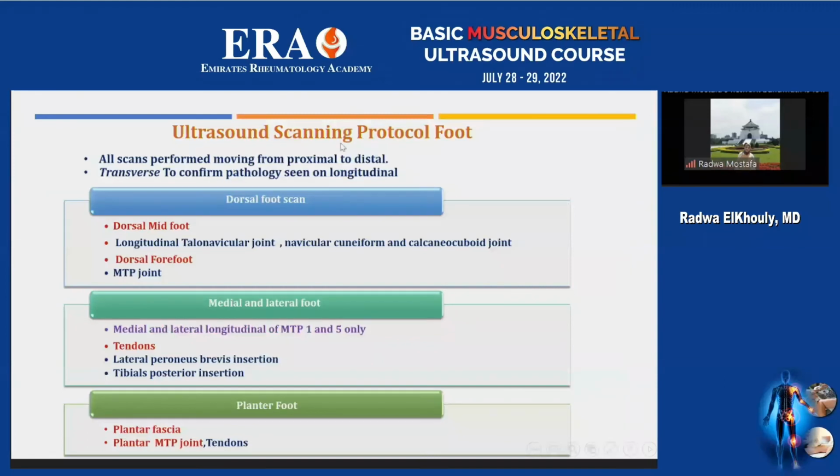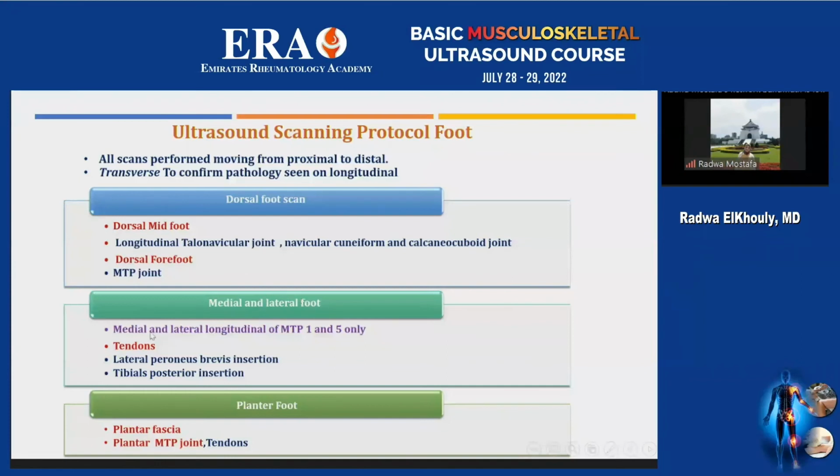We start our scanning protocol for the foot, usually from proximal to distal, and we start with the dorsal foot scan. We have to scan the midfoot joints as we talked about. We scan the talonavicular, navicular cuneiform, and calcaneocuboid joints. Going to the dorsal aspect of the forefoot, the metatarsophalangeal joints.